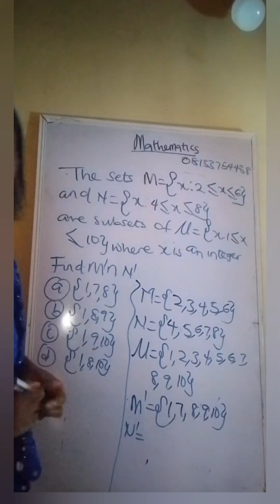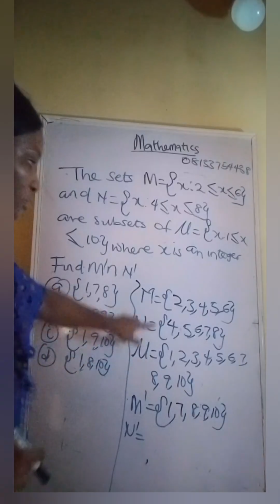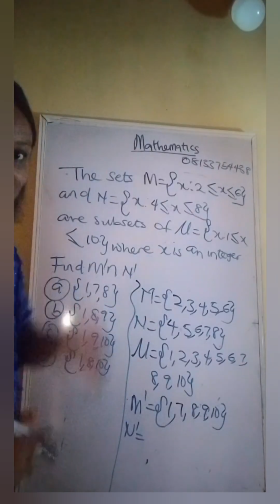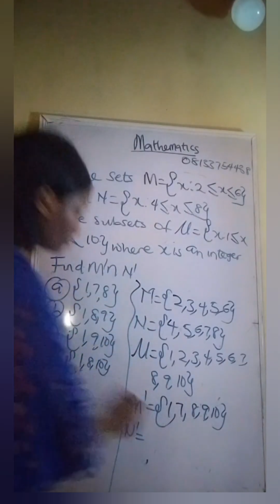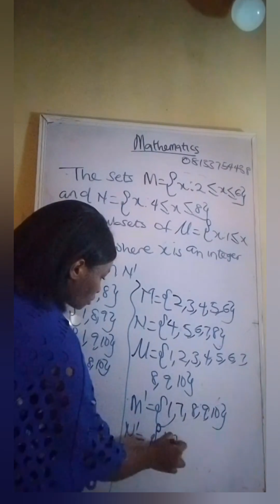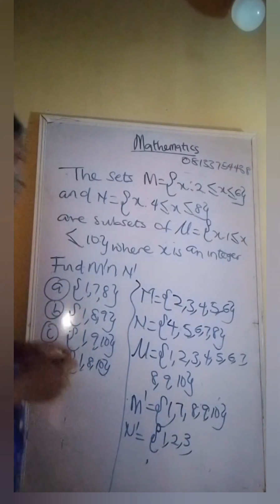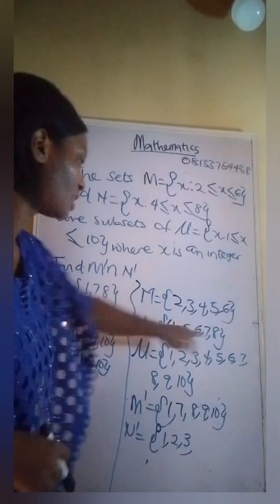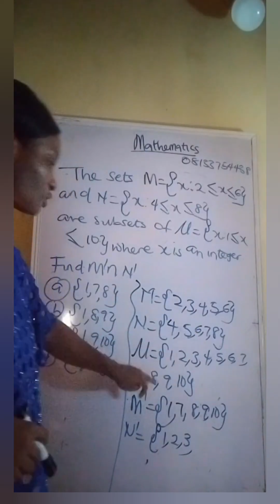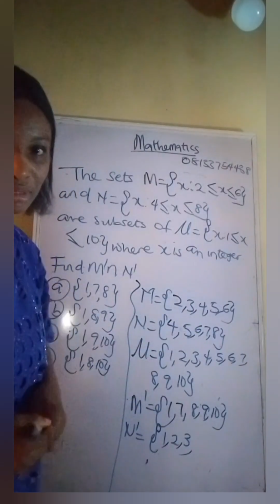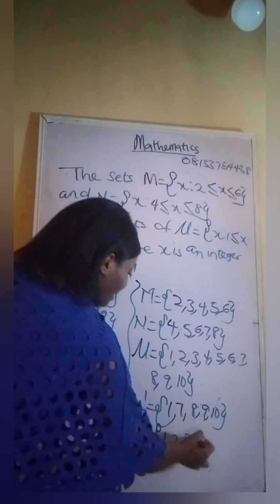Same with our n complement. What is in universal but is not in N. So that will be the first three, that is 1, 2, 3. Then followed by 9, 10. So we have 4, 5, 6, 7, 8. The next one is 9, 10.